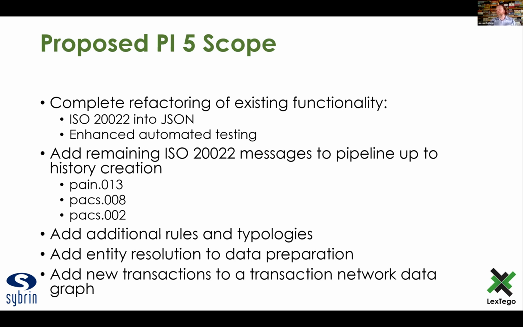And that's something that we need to do early, and we'll be doing that in our next sprint, so sprint 2. And after that, the rest of this PI will largely be focused on the content, which we call all of the rules and the typologies. So we'll start building those out.